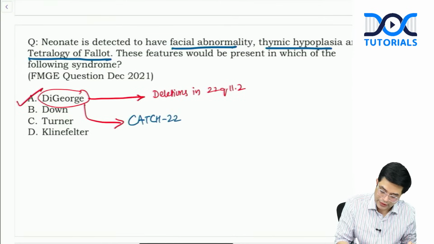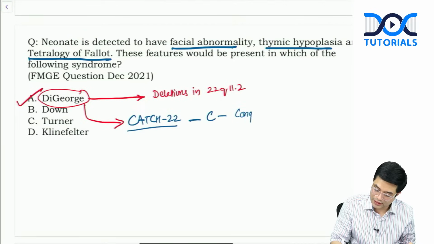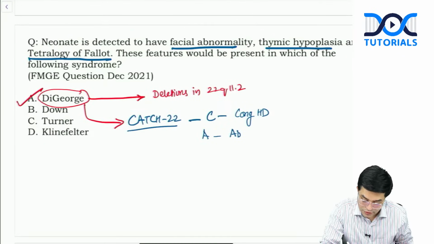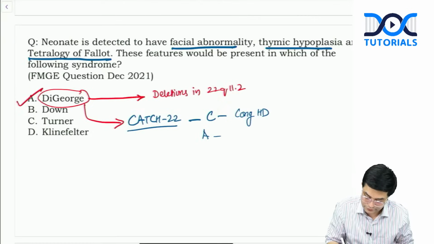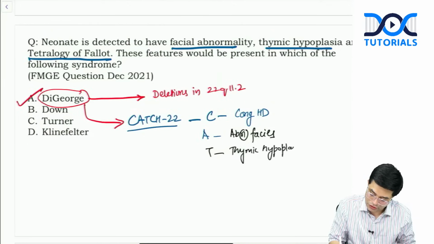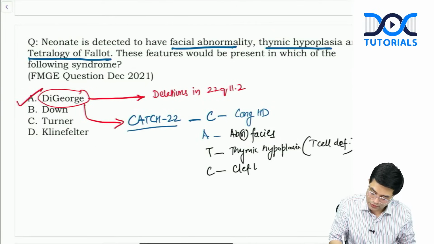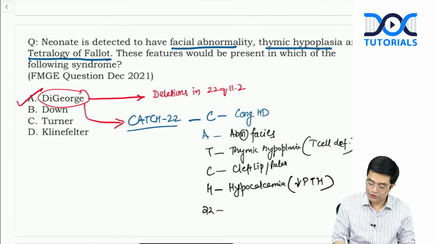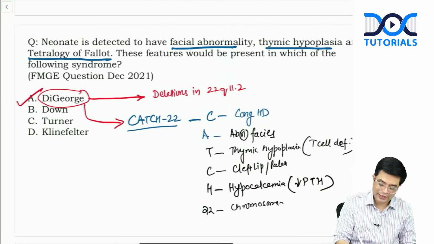The features of DiGeorge syndrome can be remembered by the mnemonic CATCH-22. In patients में क्या होता है? C stands for congenital heart disease, A stands for abnormal facies, T stands for thymic hypoplasia. Because of that, they will have T cell immunodeficiency. C again stands for cleft lip or cleft palate, and H stands for hypocalcemia, because they also have decreased parathyroid levels because of parathyroid hypoplasia, and 22 is the chromosome which is involved. So these are the features, and they arise in these patients.